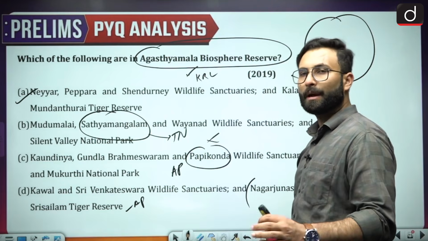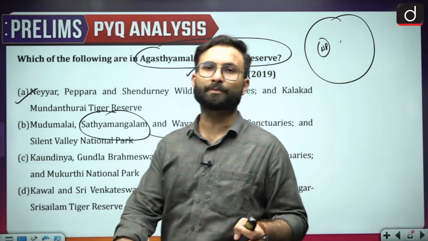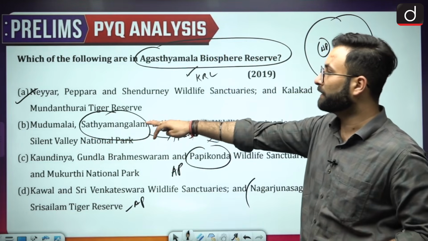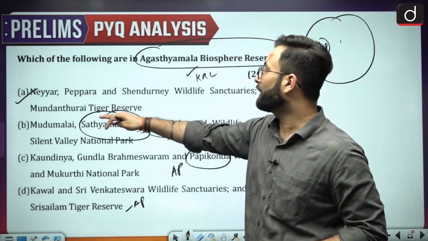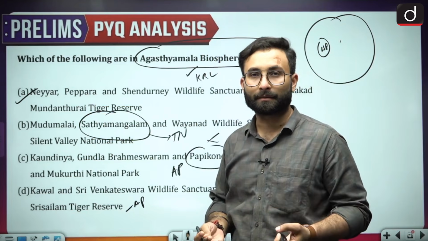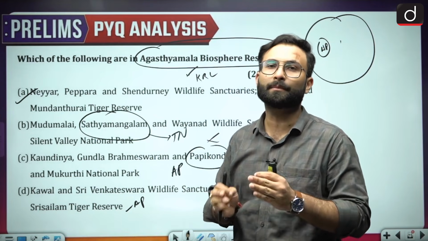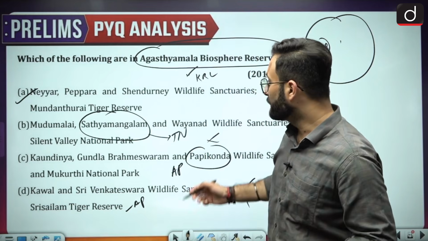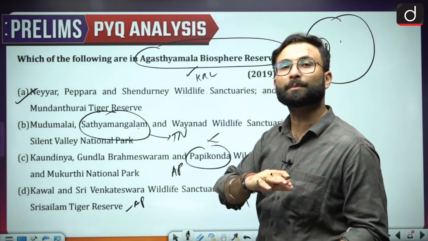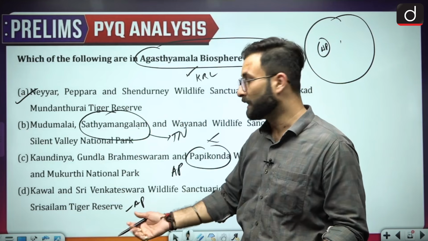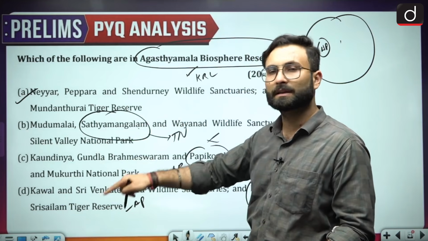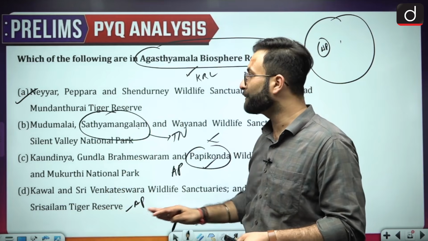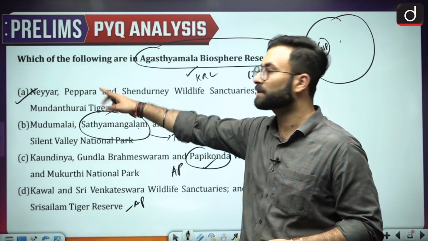That is why the mapping of protected areas is very important. When we talk about Peppara or Neyyar, you might not be familiar, but there will always be some protected area names which you will be familiar with. Satyamangalam is something you cannot miss, because UPSC has asked about it earlier. You cannot miss Papikonda, you cannot miss Nagarjuna Sagar Srisailam. If you know that these are not present over there, then obviously these can be eliminated. Option A is your right answer.